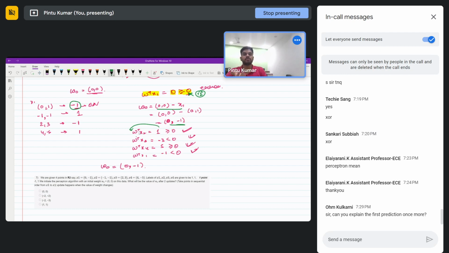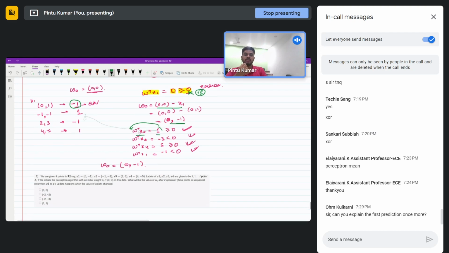So when I checked W transpose X2, this came out to be 1, and this was also from class 1. So this criteria was satisfied, and that's why I didn't make any change in W. The same thing happened subsequently too. So that's why my W naught was (0, -1).